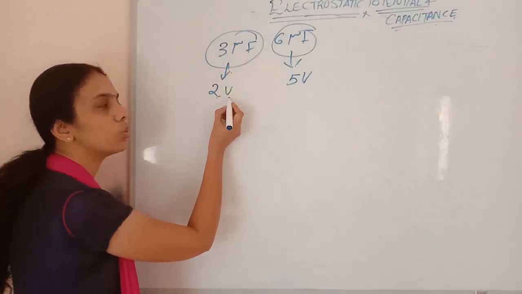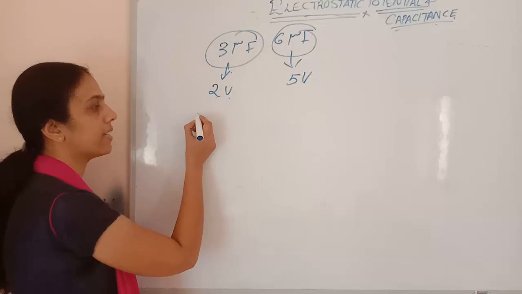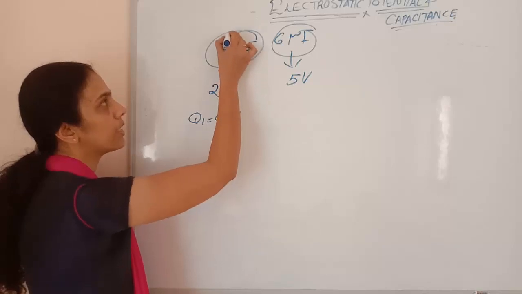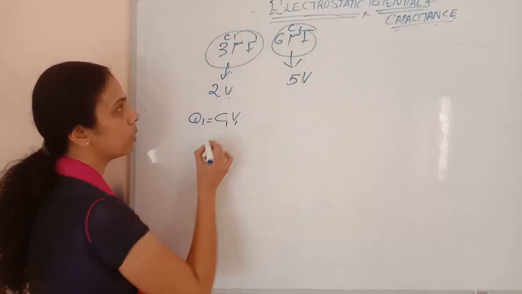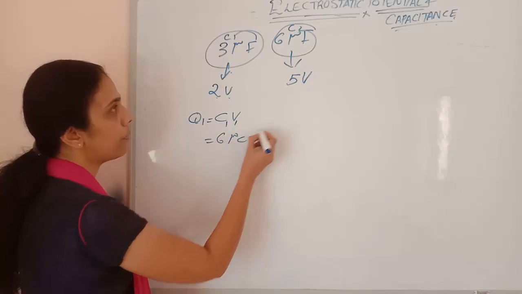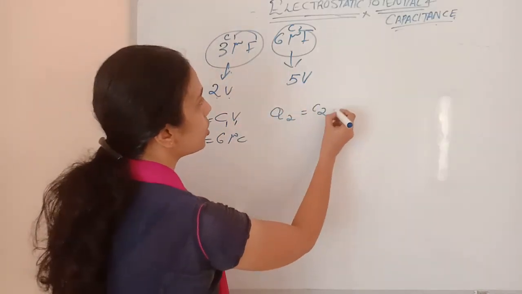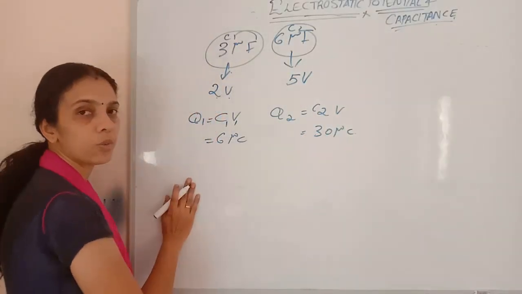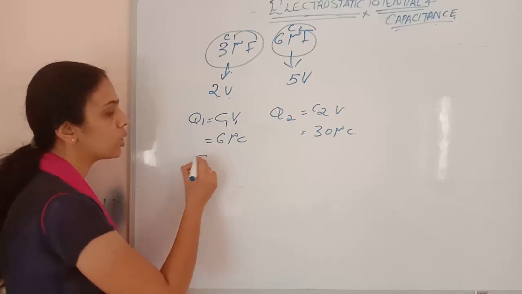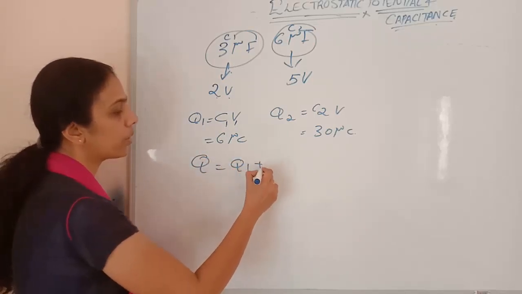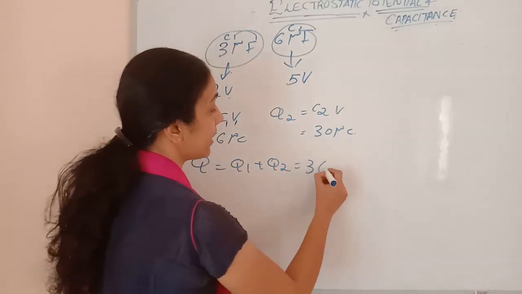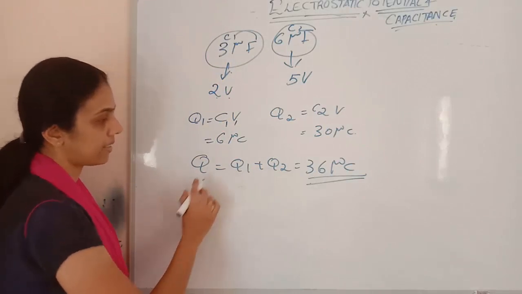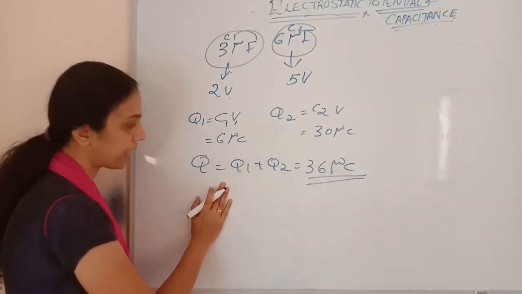Now 3 microfarad has a 2 volt potential. So what will be the charge? Q1 will be equal to C1 into V1. I am taking this one as C1 and this one as C2. So we get 6 microcoulomb, and Q2 equals C2 into V, 30 microcoulomb. While connecting in series, what will happen? Charge will be conserved, right? So the total charge will be Q1 plus Q2, that is equal to 36 microcoulomb. Clear? So this is the total charge in the capacitors.